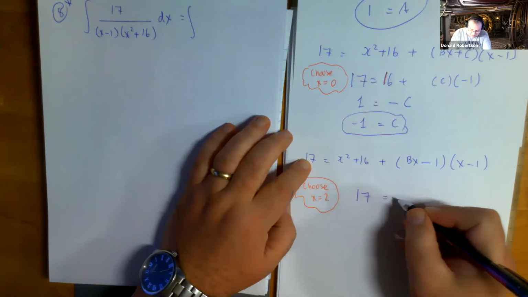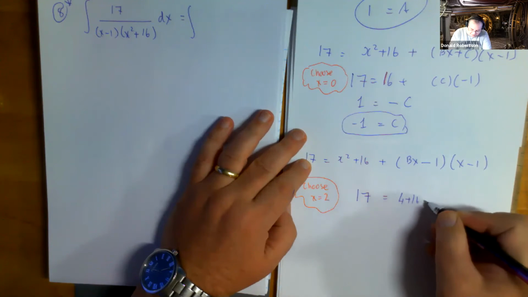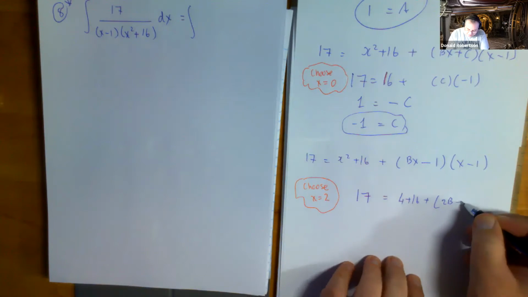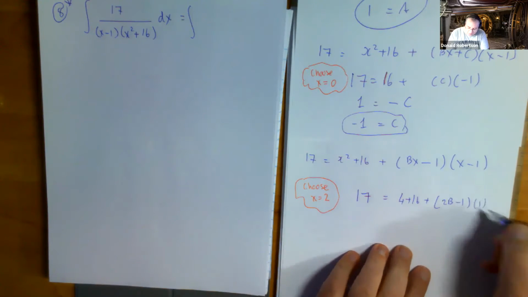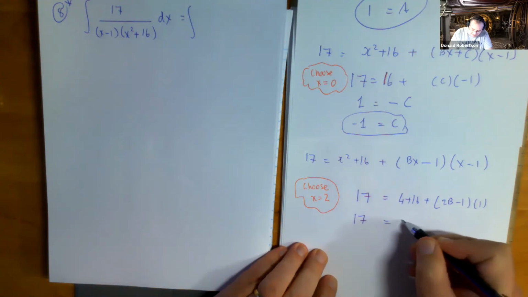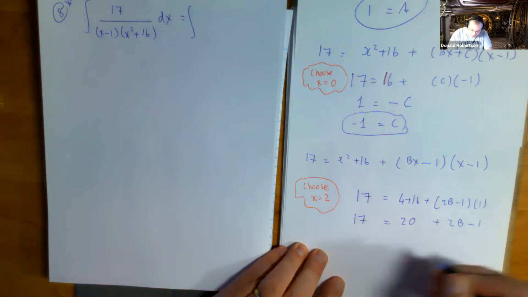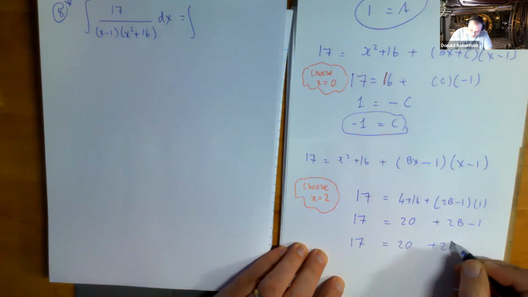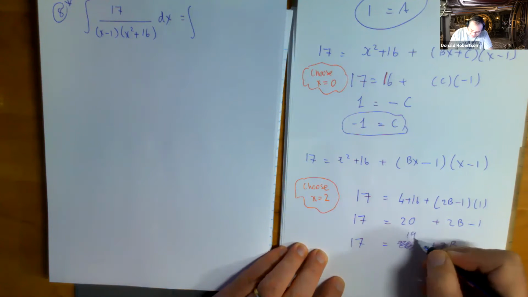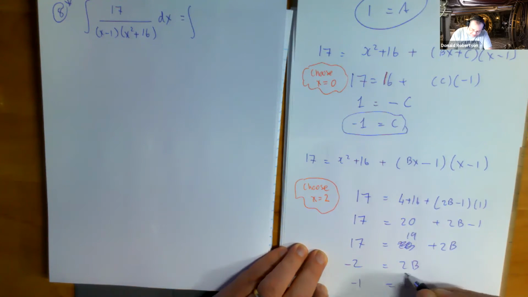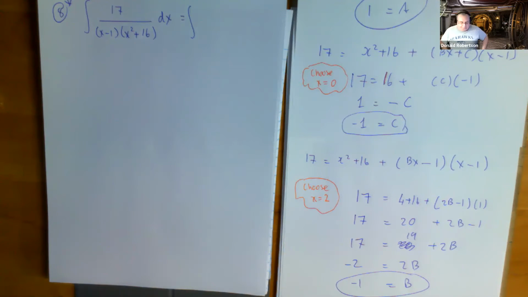So 17 equals 2 squared plus 16 plus 2b, because x is 2, take away 1. 2 take away 1 gets me 1. 17 equals 20 plus 2b, take away 1. 17 is 20 plus, why did I do that? It's 19 plus 2b. Negative 2 equals 2b. Negative 1 equals b. We got our b.